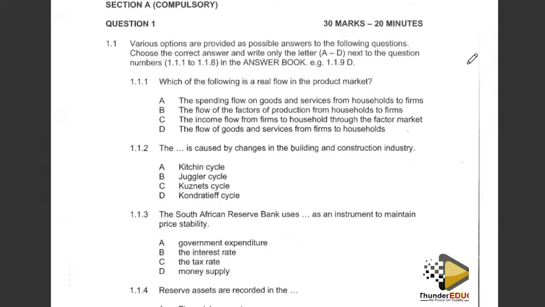We check the flow of goods and services as well as the flow of vectors of production. While under money flow, we check the flow of expenditures or expenses as well as the flow of income. Okay, right. So now, grade 12, in order for you to master this kind of questions, you should always make sure that you apply the method or the strategy that is best.